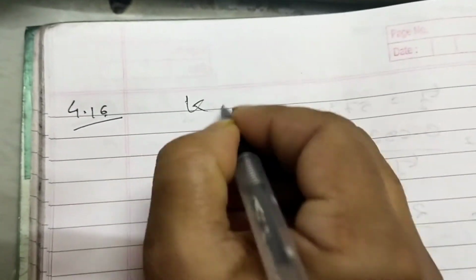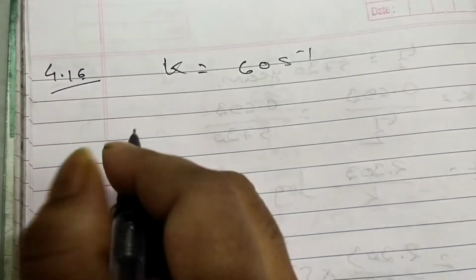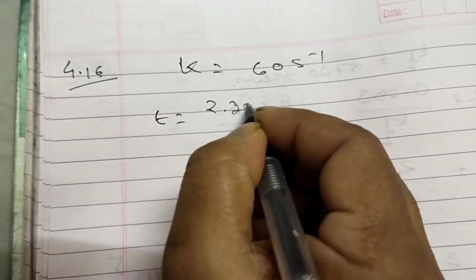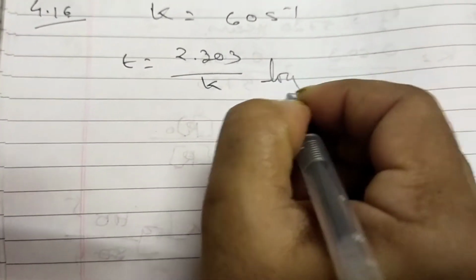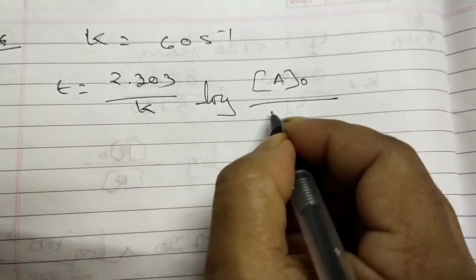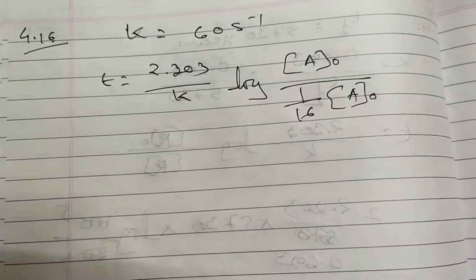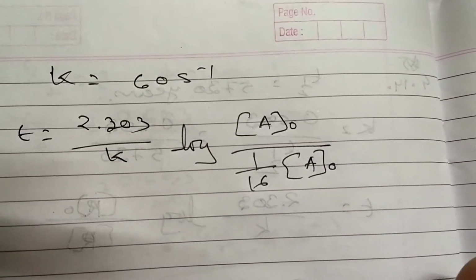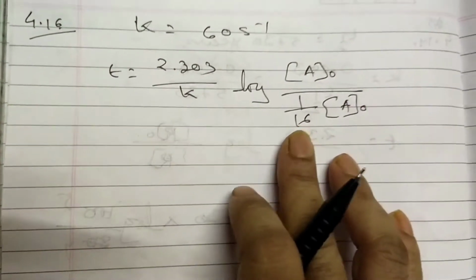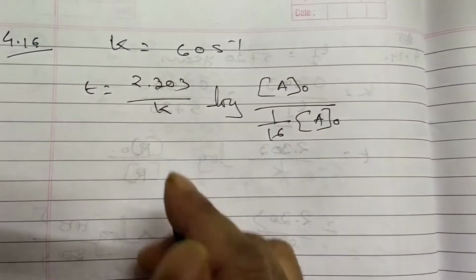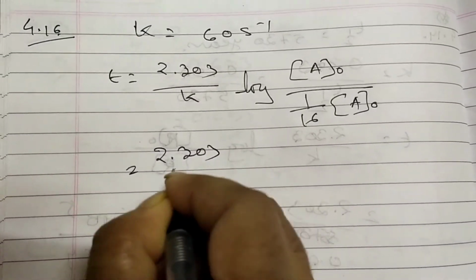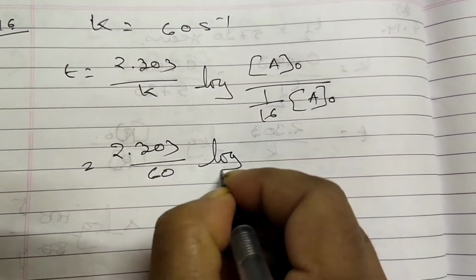So let's start now. 4.16. What is coming here? Rate constant K equals 60 second inverse. T equals, what you should write down here, 2.303 by K and log A naught by 1/16 remaining. What is given to us? When it is reduced to its 1/16 value, definitely we should write down here 2.303 divided by 60 and log 16.